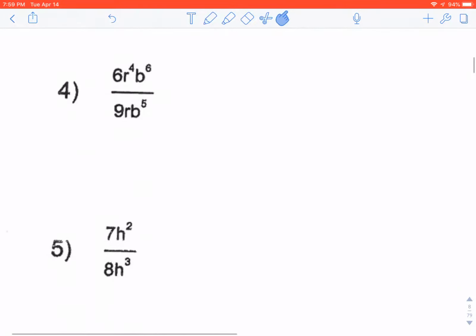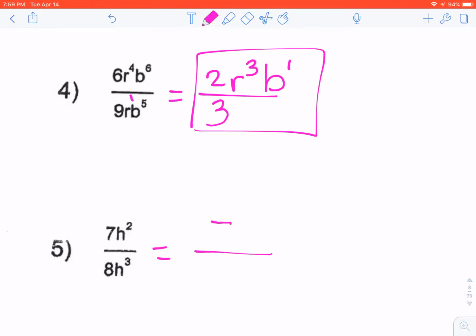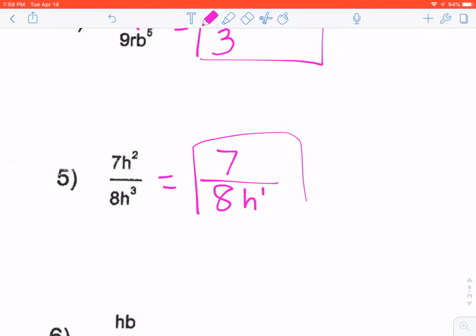Okay, number 4, if you took your calculator and did 6 divided by 9, math, enter, enter, that reduced to 2/3. Your r became r to the third on top, and your b became b to the first on top. Number 5, 7 over 8 cannot be reduced any further, so that should have stayed as 7/8. Your h becomes h to the first and goes on the bottom because the bigger exponent's on the bottom.